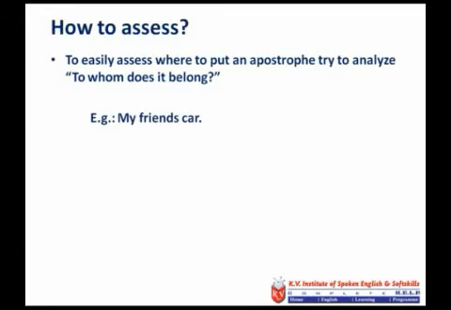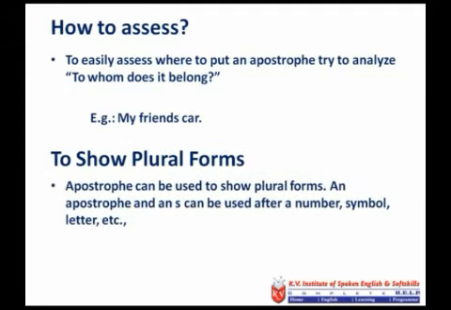Now let's see the second way to use apostrophes, which is to show plural forms. Apostrophe can be used to show plural form. An apostrophe and an s can be used after a number, symbol, letter, etc. 5 sevens, 2 twos, twos.